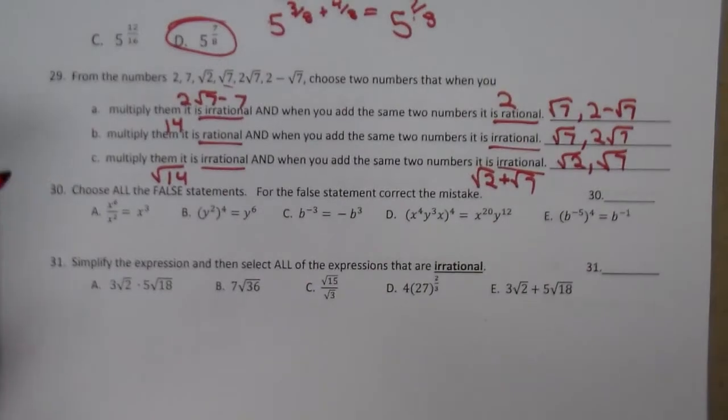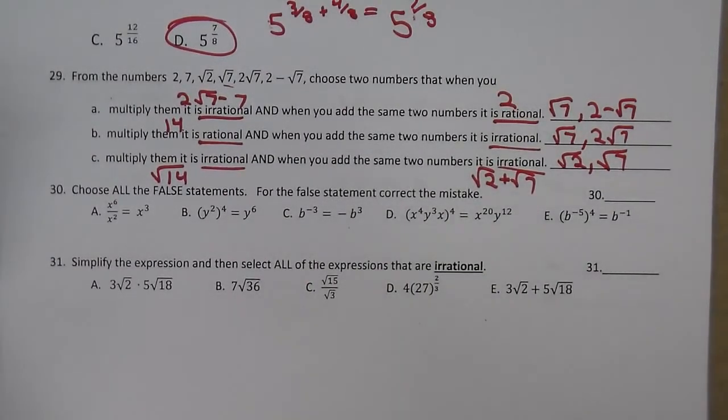For number 30, we need to choose all false statements and then correct them if it is false. So what we'll do is we'll simplify, see if it works, and if in doing that it turns out false, we'll have the correct answer.